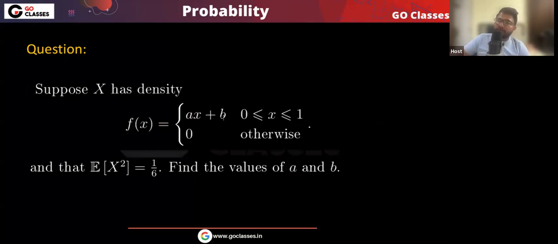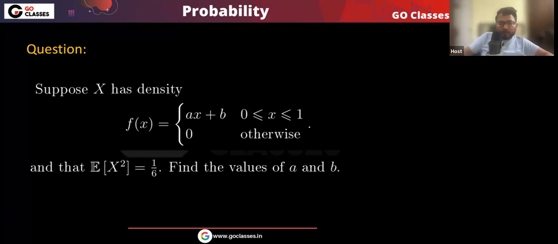Suppose they have given something like this. Now they are saying that a and b are unknown. This PDF is defined like this. Now they're further saying the expectation of x squared is known to you, which is 1 by 6. Then can you find the value of a and b? Let me know. Is it possible to find the value of a and b?